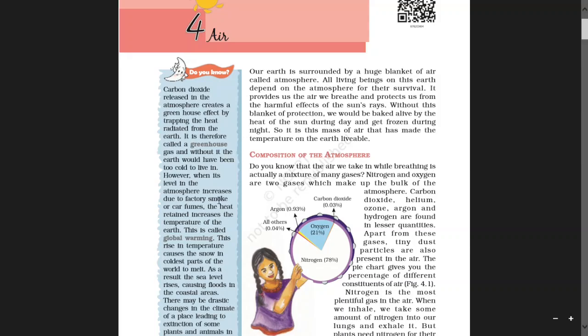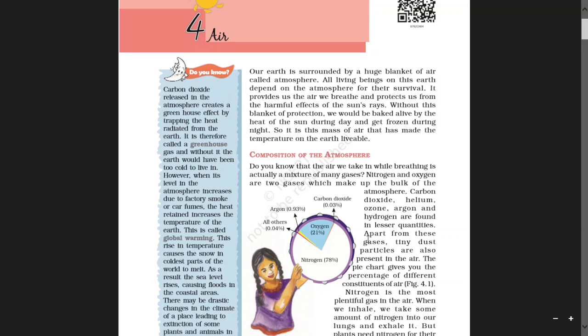Nitrogen and oxygen are two gases which make up the bulk of the atmosphere. These are the two important gases. Bulk means the mass or size of gases which is large.